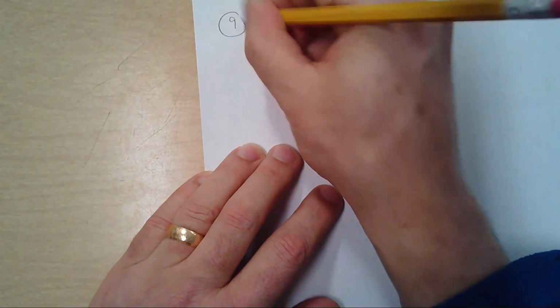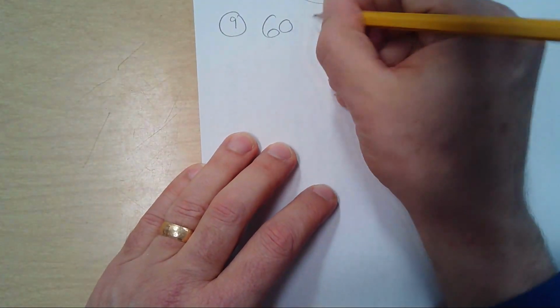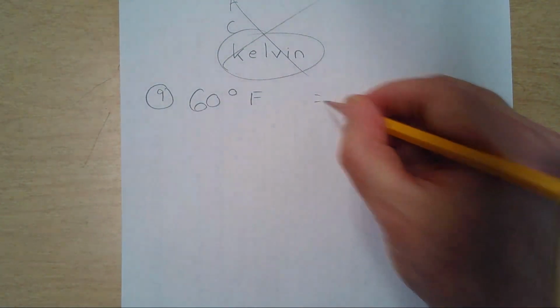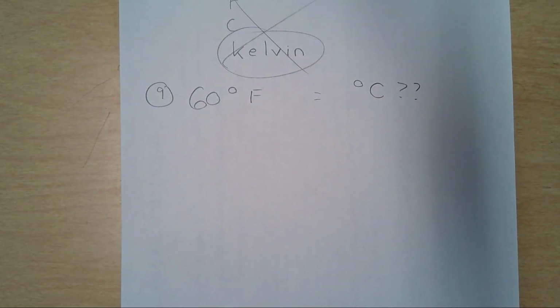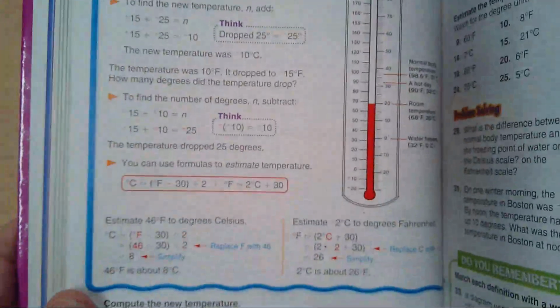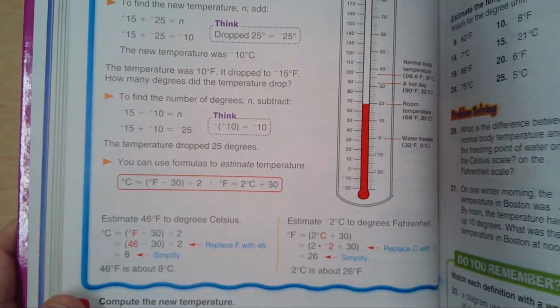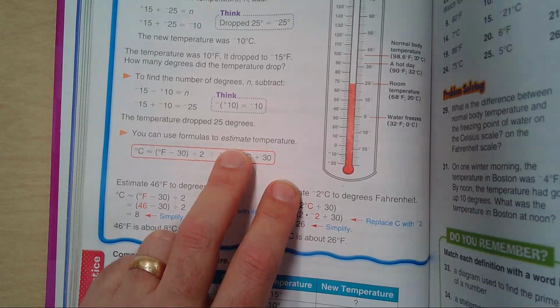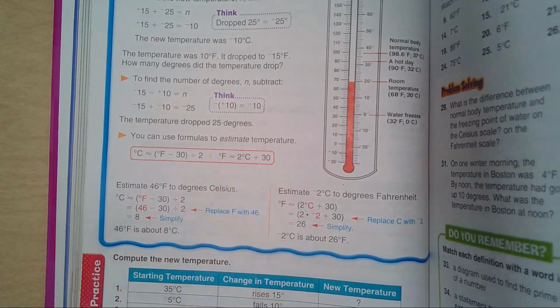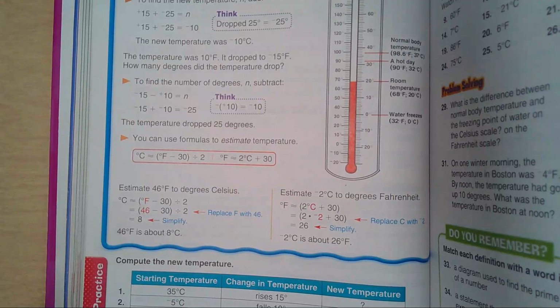So let's go over here. I'm just going to start with number 9. It says 60 degrees Fahrenheit. My question, of course, is degrees Celsius, how many is that? So we have our two formulas here. And it says right here, temperature estimate. This is not the exact formula for it.